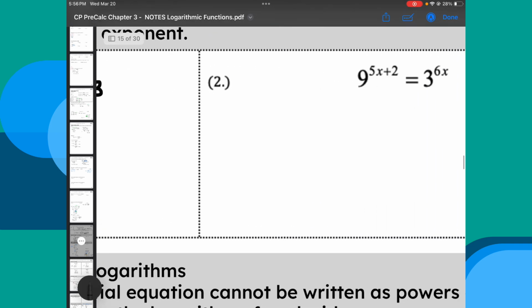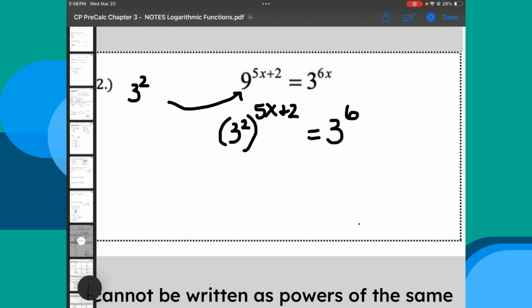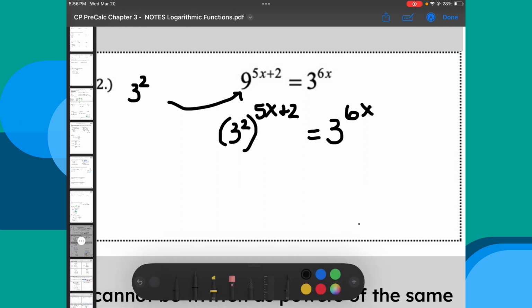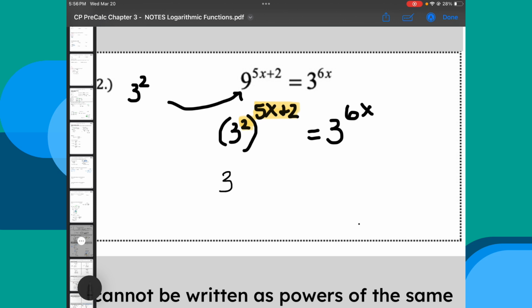Let me show you another example. Here I have two bases. They are different, but the base of 9 can be written as 3 squared. So if I rewrite 9 as 3 squared, raised to the 5x plus 2, is equal to 3 raised to the 6x. Exponent rules say that if you have a power to a power, you're going to multiply them together. So we're going to multiply these two together. So this is 3 raised to 10x plus 4 is equal to 3 raised to the 6x.